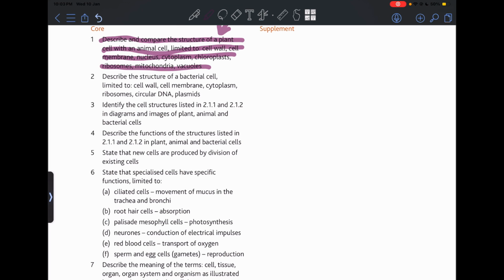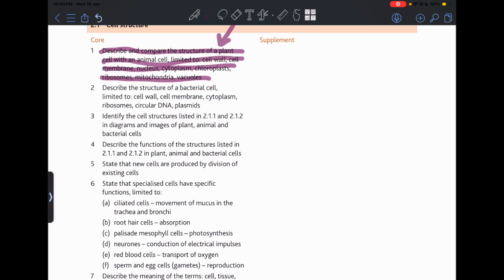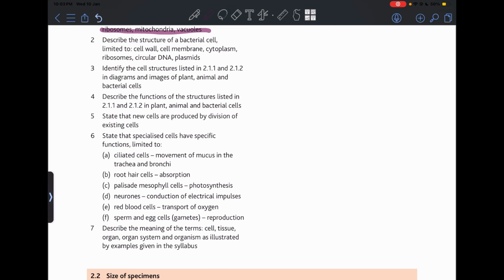So also you have to know the functions and the structures listed in 2.11 and 2.12 in plant, animal, and bacterial cells. You have to also know the functions of every single thing that is listed over here, like the cell wall. What's the function of the cell wall? For example, it is a fully permeable cell wall that allows all substances to go through. And you have to know, for example, the nucleus is used for protein making, and you have to know all of this stuff, so you have to memorize that as well.